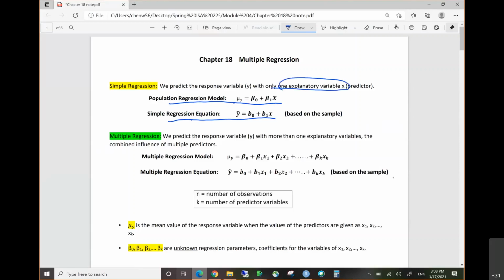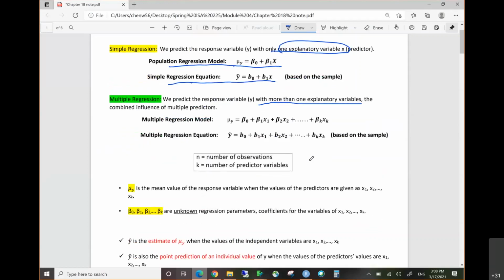But in real life, simple regression may not be enough to make an accurate prediction for the response variable. Then we need to add more explanatory variables into our regression so that we can study the combined influence of multiple predictors on the response variable. If we have more than one explanatory variable, then we have multiple regression.